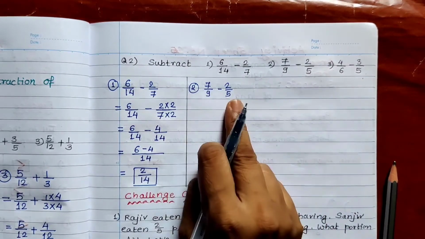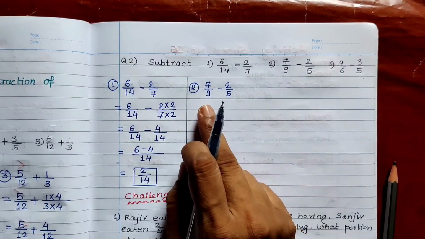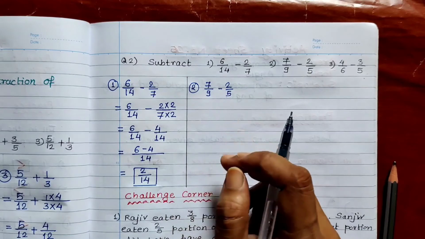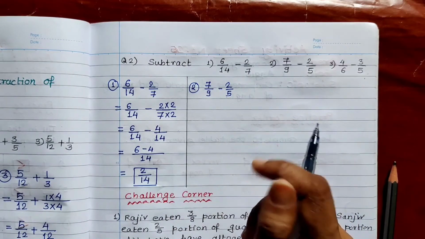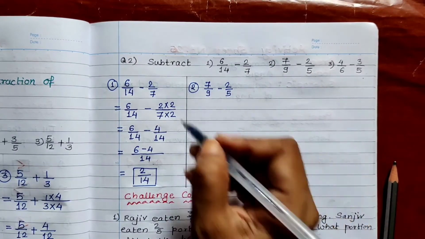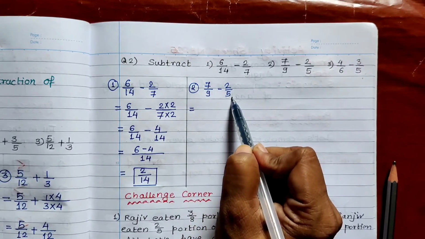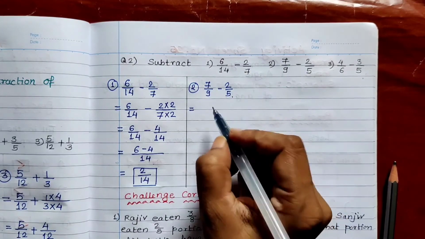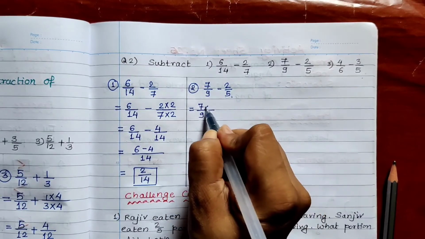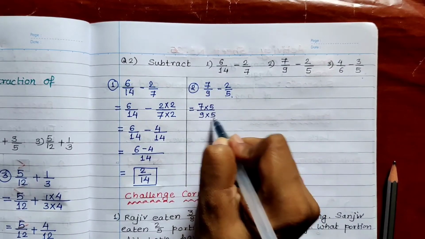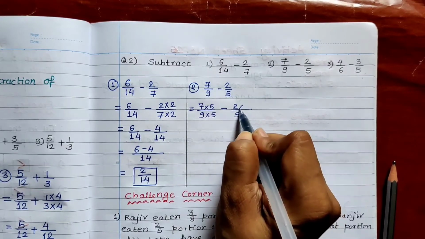In 9's table 5 is not there, in 5's table 9 is not there. So if you multiply only one fraction, it will not be possible to make the equal denominators. We have to multiply both the fractions. So we will be multiplying the first fraction by the denominator of the second and the second fraction by the denominator of the first. So 7 upon 9 multiply by 5, minus sign, 2 upon 5 multiply by 9.